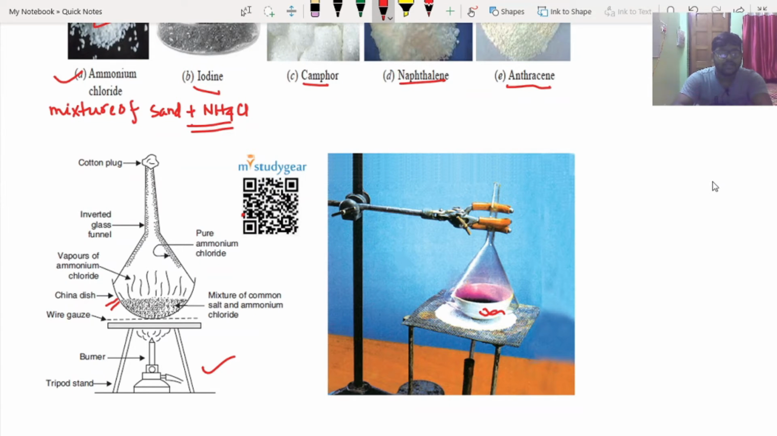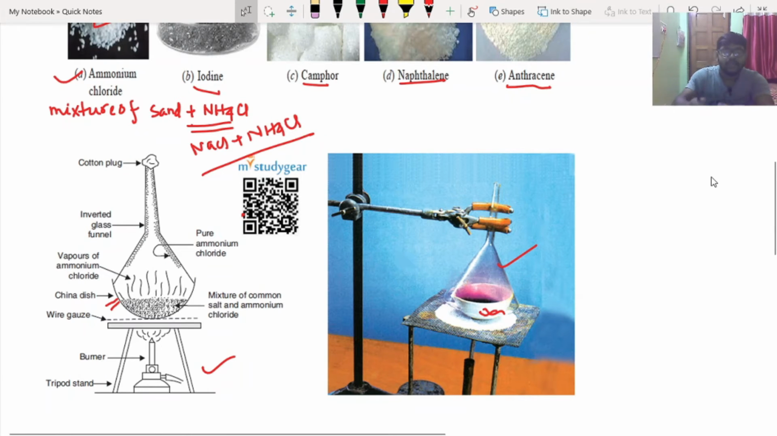Here it is written as common salt, that is sodium chloride and ammonium chloride, same thing. Same process. You can also take sand and ammonium chloride, you can separate the mixture in a similar way. So here's a mixture of common salt, that is sodium chloride and ammonium chloride, and you have taken an inverted funnel exactly like this. See, it's an inverted funnel, right? And we have kept a cotton plug over it, right?